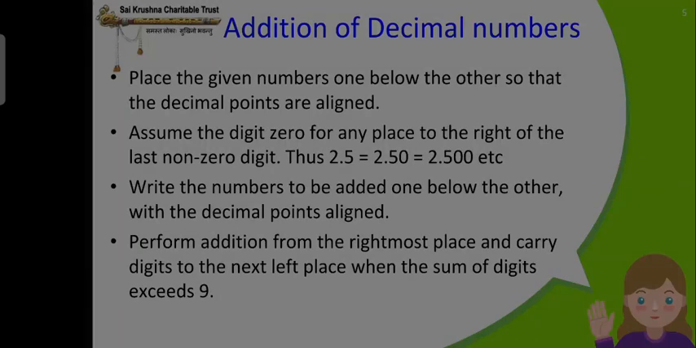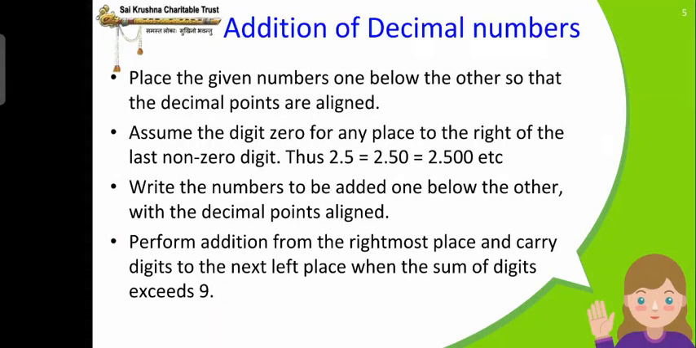Addition of decimal numbers. So, how do you add decimal numbers? We already know how to add whole numbers and natural numbers, right? So, how to add decimal numbers? You have to place the given numbers one below the other so that the decimal points are aligned. Which means what? You have to place them in such a way that the decimal points are one below the other. Okay. So, let's take an example here.